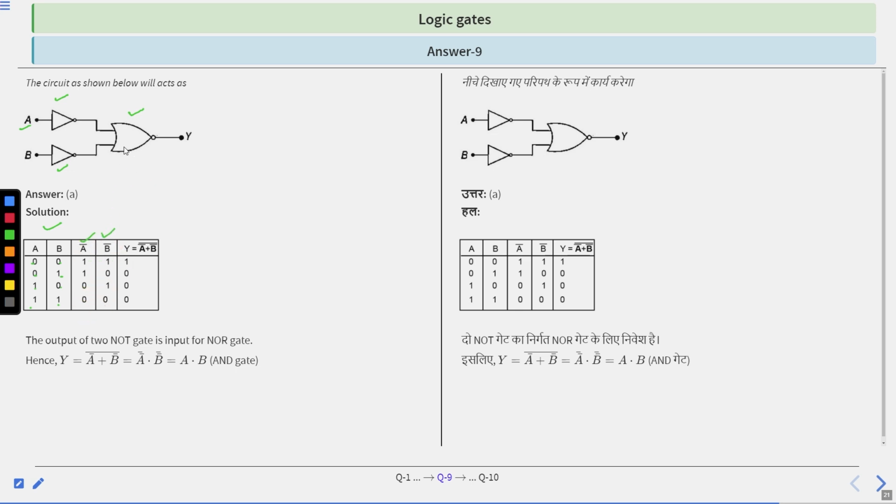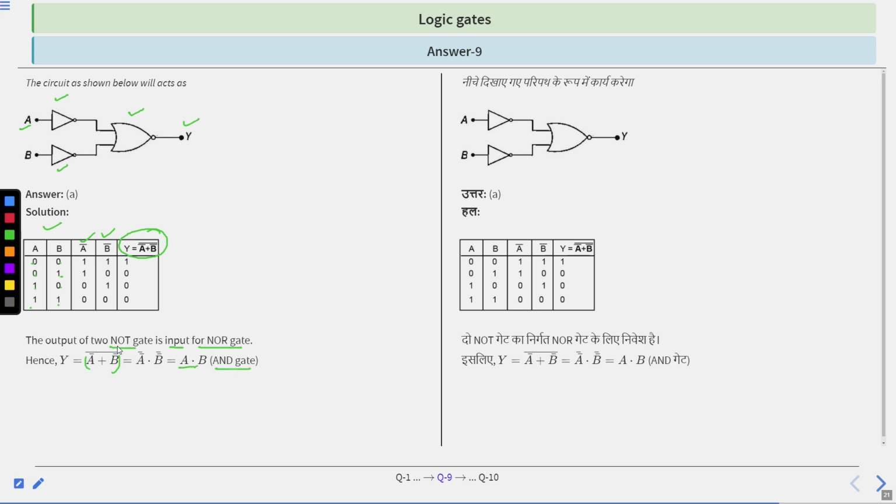After that this NOR gate is used. So the output is the complement of A complement plus B complement. For this circuit, the output for these combinations is 0, 0, 0, 1. The outputs of the two NOT gates are the inputs of the NOR gate. Here Y equals the complement of A complement plus B complement, which is equal to A double complement dot B double complement, which is equal to A dot B. So this is an AND gate.